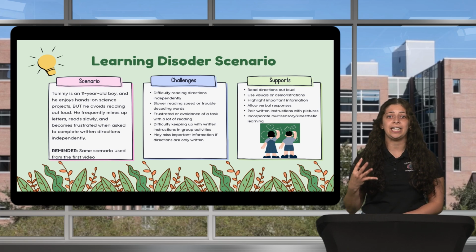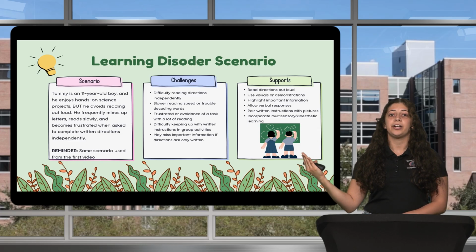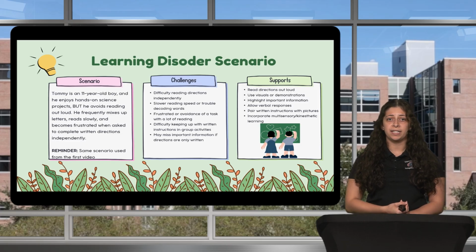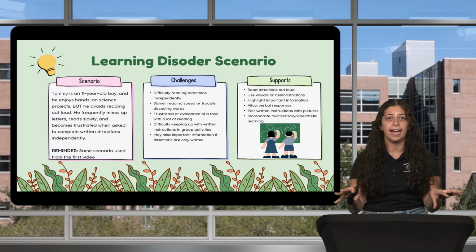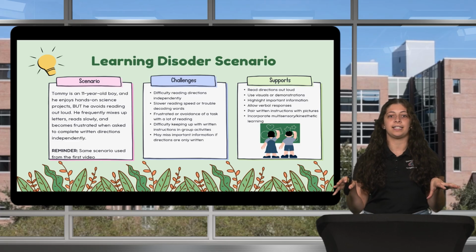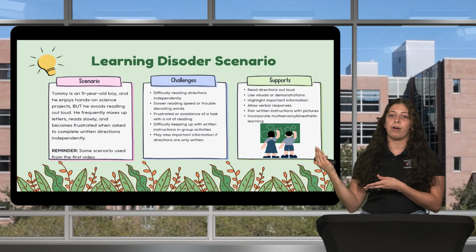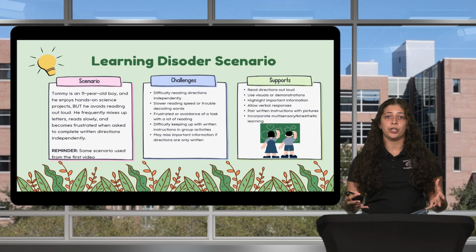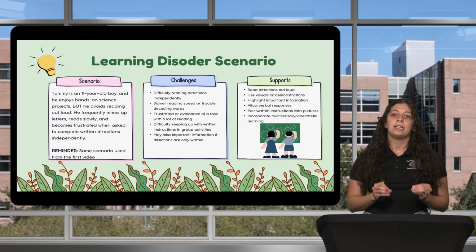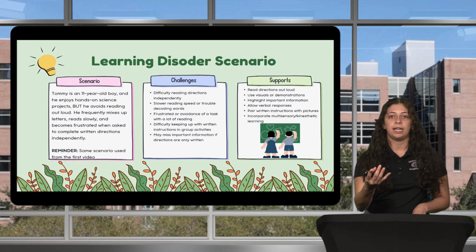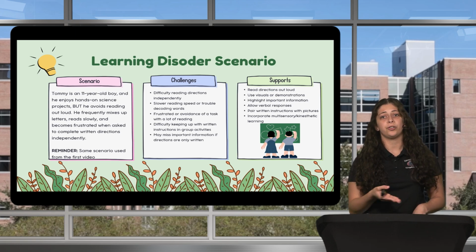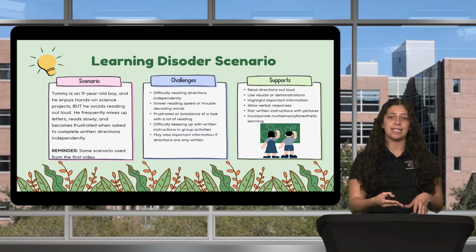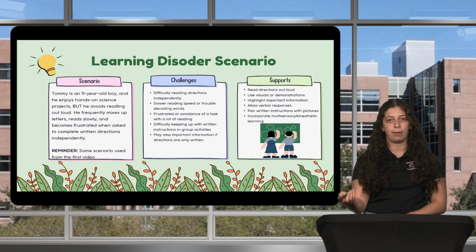Incorporating hands-on or kinesthetic learning can increase engagement and understanding. In this scenario, Tommy could learn by physically measuring materials, building a model, sorting items, or completing each step of the science experiment as it is demonstrated, rather than relying only on written directions. Research shows that students with learning disorders often benefit from multisensory structured instruction, meaning they learn best when information is presented in more than one way. These strategies can also support executive functioning by making tasks easier to organize, follow, and complete.